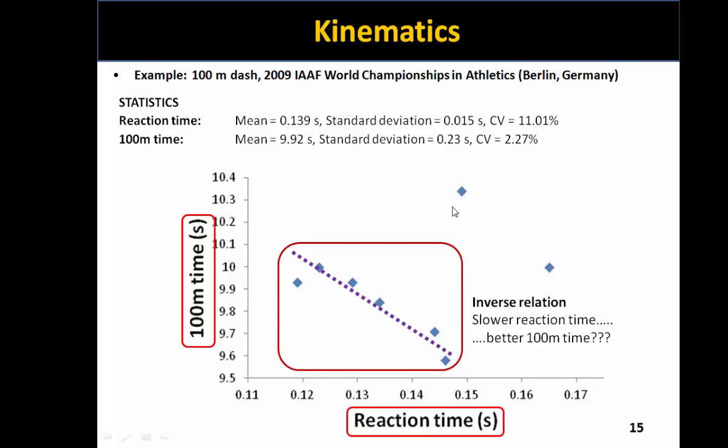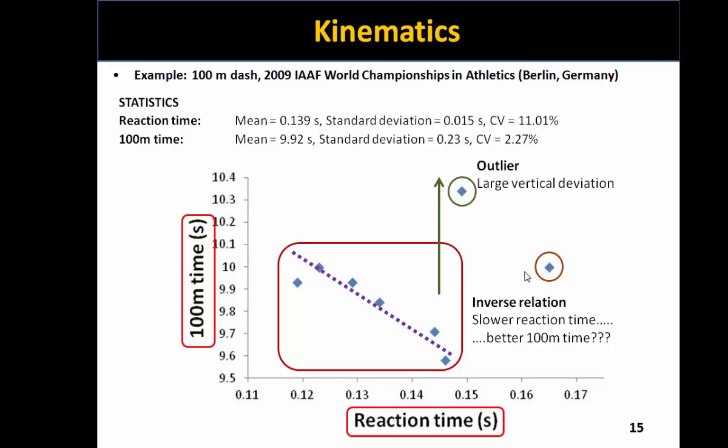We also see these 2 points out here that don't seem to follow this pattern. So this point out here that we see deviates vertically in terms of 100-meter time is called an outlier. And an outlier is defined as a point that has a large vertical deviation. As you can see along the x-axis, although this person has the slowest reaction time, it's not very far from this central cluster of data along the x-axis. But it deviates considerably in terms of the 100-meter performance along the y-axis.